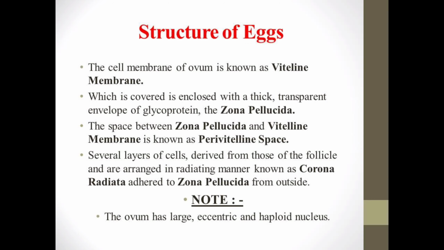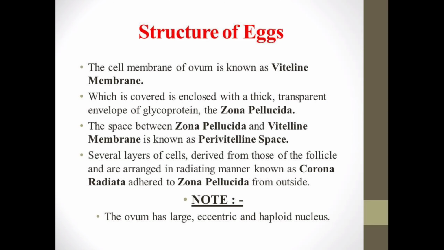Now talking about the structure, the cell membrane of the ovum is known as the vitelline membrane, which is covered with the help of a thick transparent envelope of glycoprotein known as the zona pellucida. There is a space between the zona pellucida and the vitelline membrane known as the perivitelline space. Now outside the zona pellucida there are several layers of cells derived from the follicles, known as the corona radiata.